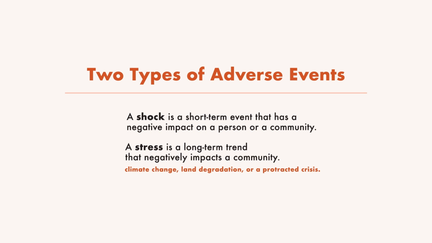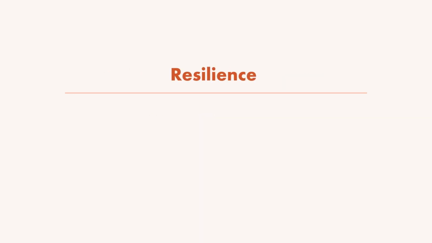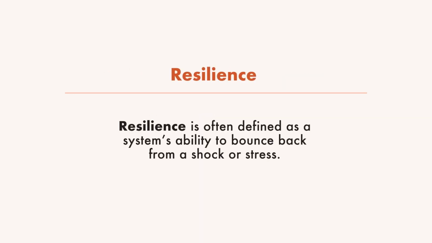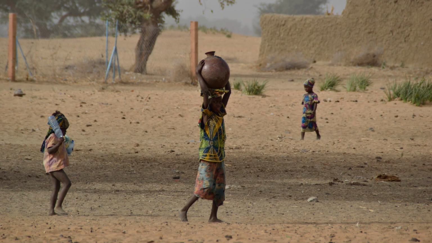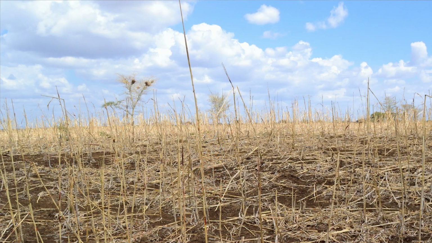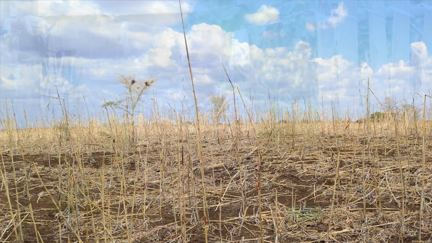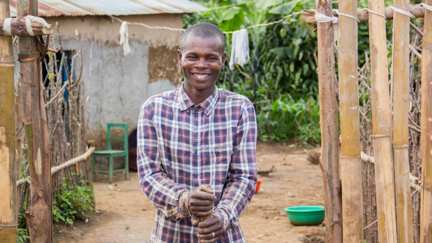Many development projects seek to build the resilience of a community. Resilience is often defined as a system's ability to bounce back from a shock or stress. However, what does that mean in reality? Let's say a community is experiencing a long-term stress, like rains becoming scarcer and more unpredictable over time. Unprotected soils dry out quickly, which leads to a decline in yields for many households. Yet some families' gardens seem to be better able to cope and adapt to these changing conditions. In other words, they are more resilient.